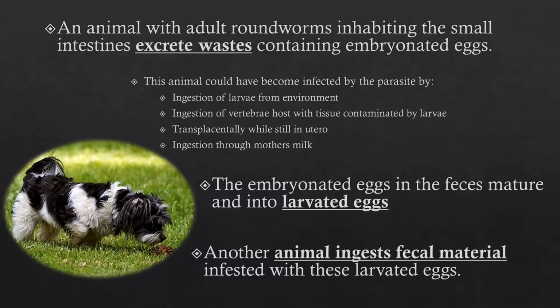So the embryonated eggs that are shed in the environment will take 2 to 4 weeks to develop into larvated eggs, and by this time the larvated eggs are considered the infected stage. The larvated eggs are just sitting around in the soil and the feces, just waiting for something to come eat it. So either another animal or even a human can ingest these larvated eggs.